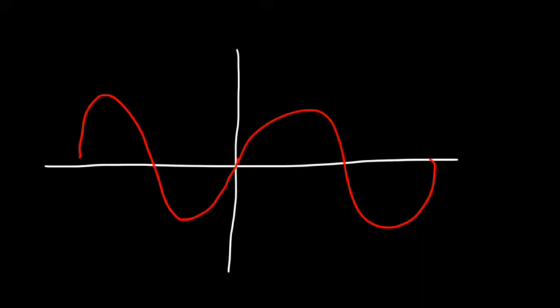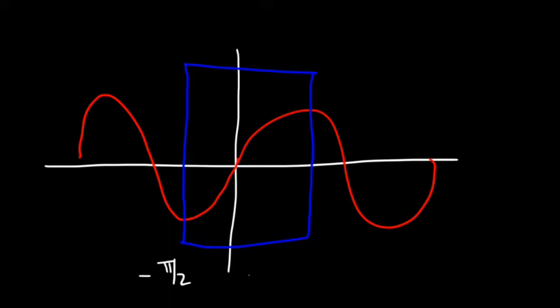But let us consider this special case. Suppose I draw the graph of sine x again, and I know for a function to be invertible it must be one-one and onto. For that, let me choose this portion of the curve. This is negative pi by 2 to pi by 2. Now can you see, in whatever portion is there, the graph shows monotonic behavior.